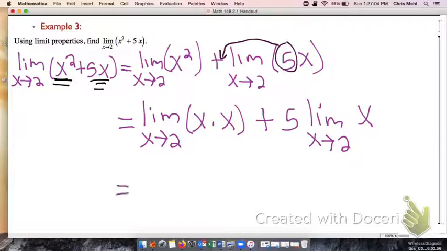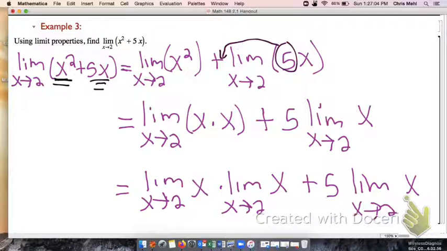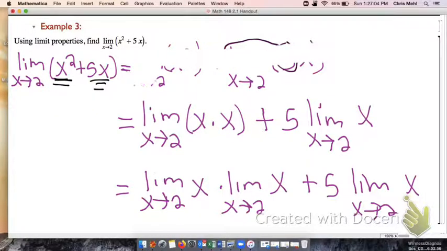Now the first term, you can break this up as a product of limits. I can do the limit as x approaches 2 of x times the limit as x approaches 2 of x, plus 5 times the limit as x approaches 2 of x. Now I'm out of room. Probably should have written this smaller. But I'm just going to come up here and erase the top part.